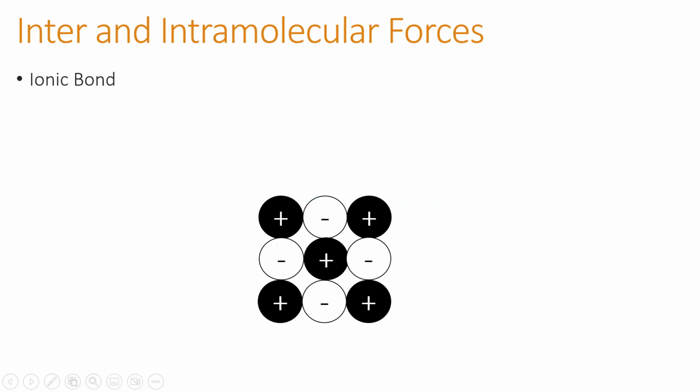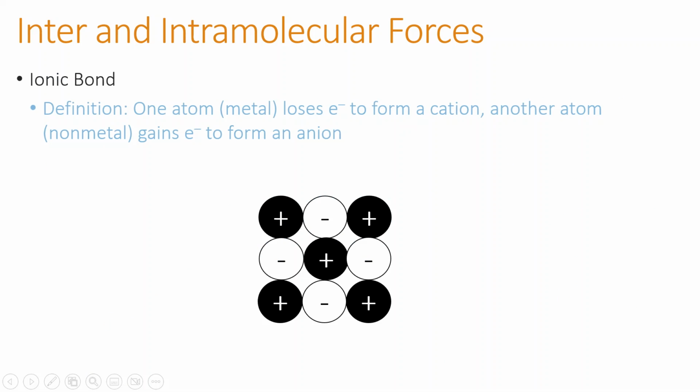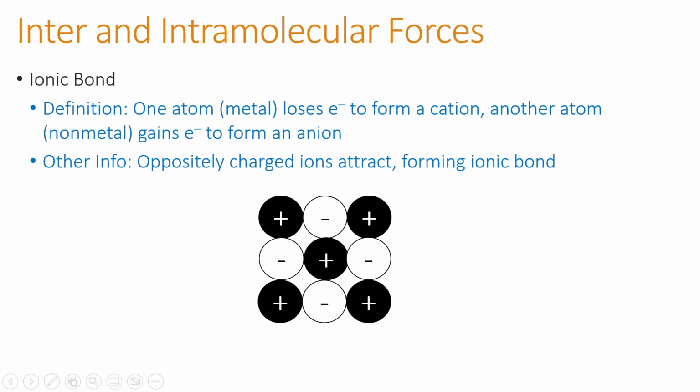The next type of intramolecular force is ionic bond. So in an ionic bond, one atom is going to lose electrons, forming a cation, whereas another atom is going to gain electrons, forming an anion. Usually it's a metal that loses electrons to form the cation and a nonmetal that forms the anion. But remember, we can also have polyatomic ions present too. So these oppositely charged ions are going to attract to each other, forming an ionic bond.